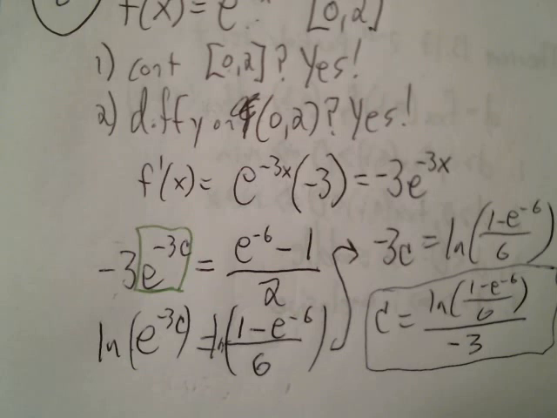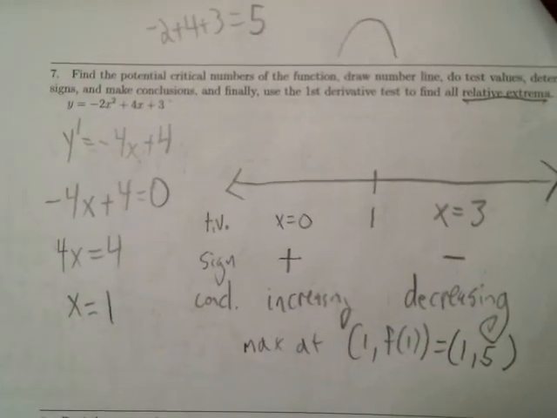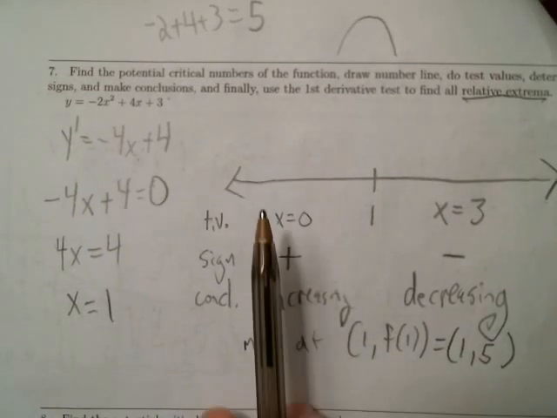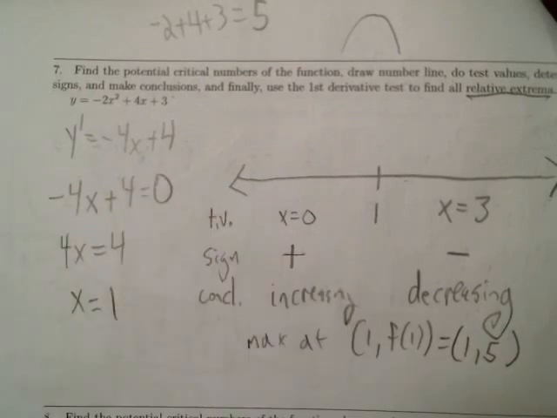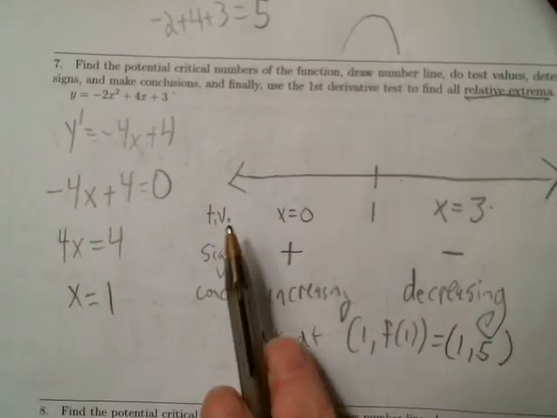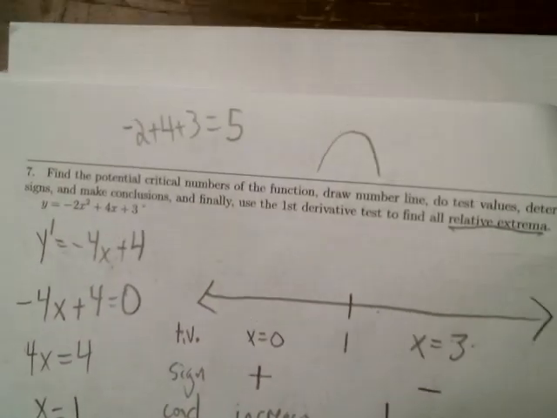Right. So the next part is something that I hope you caught in the video, and this is how I want you to do the presentation for relative extrema. So number 7, we have a lot to do actually. Find the potential critical numbers of the function, draw the number line, do the test values, determine signs, make conclusions, and finally use the first derivative test to find the relative extrema, right? So there's a lot going on in this problem. And I want you to do a sign chart. The book does like a table, but I want you to do the sign chart for me, okay? And I need to see all of this information when you do it. Okay, so let's go at it.